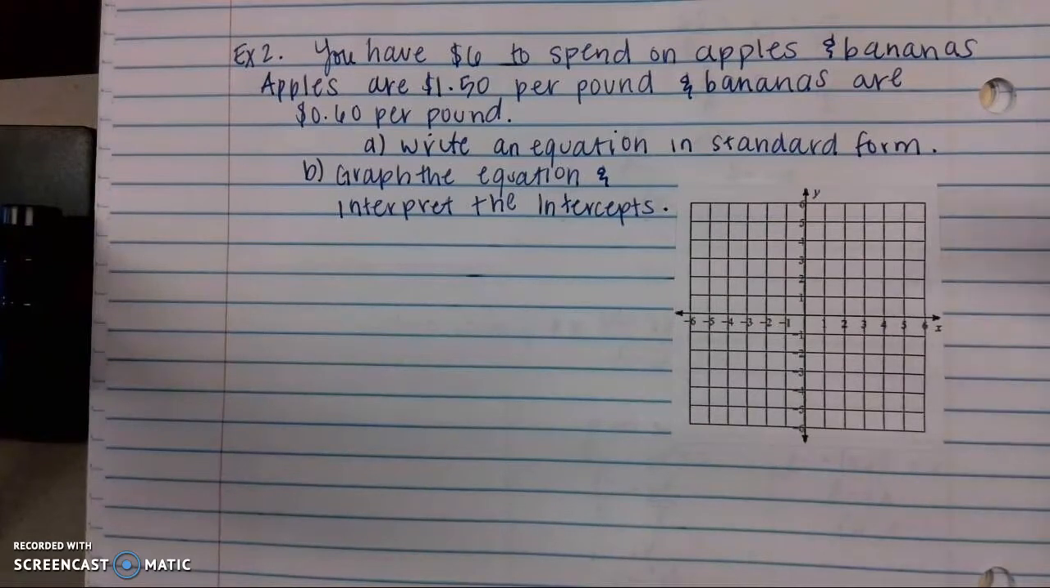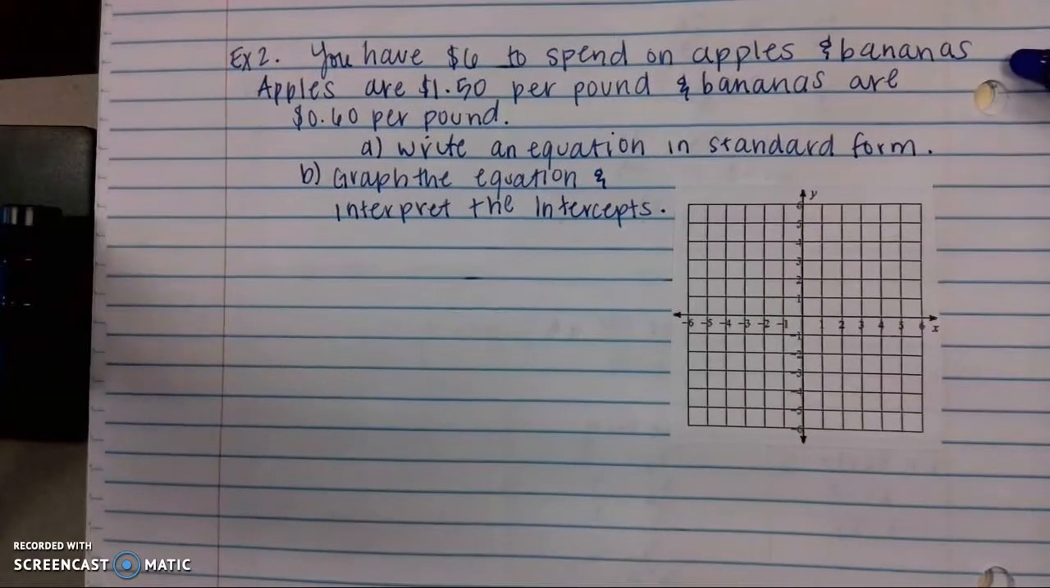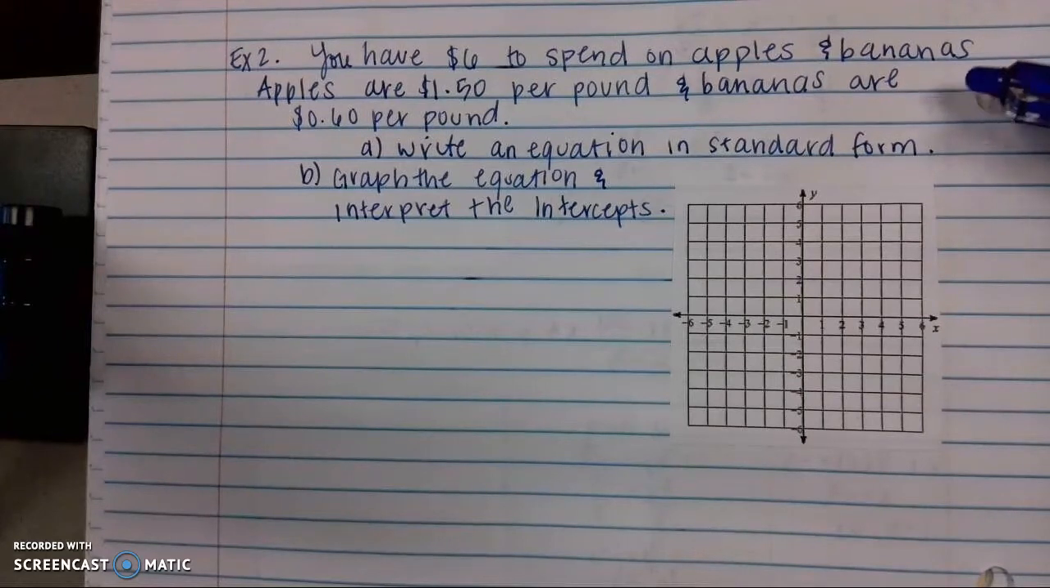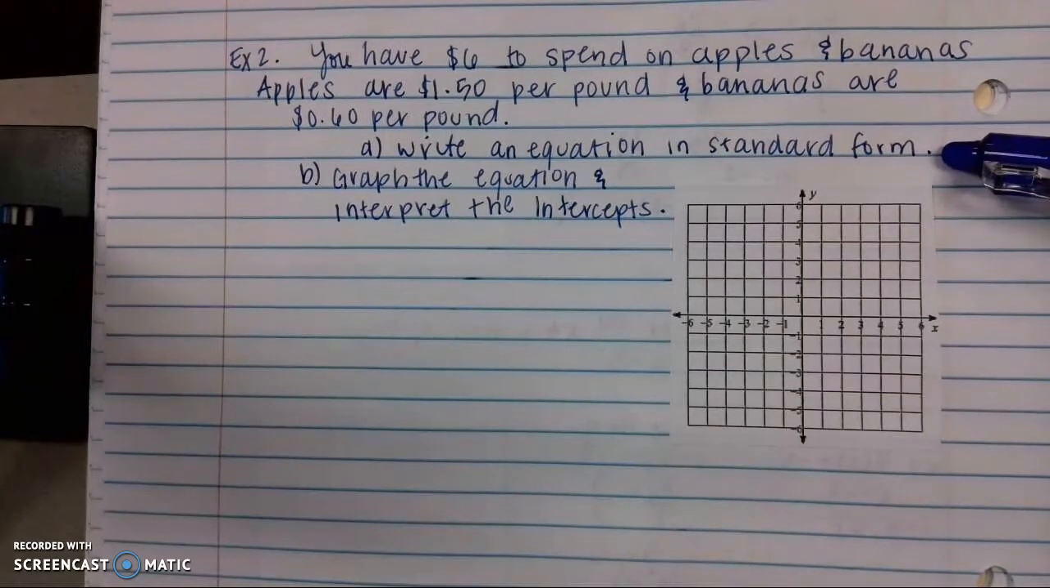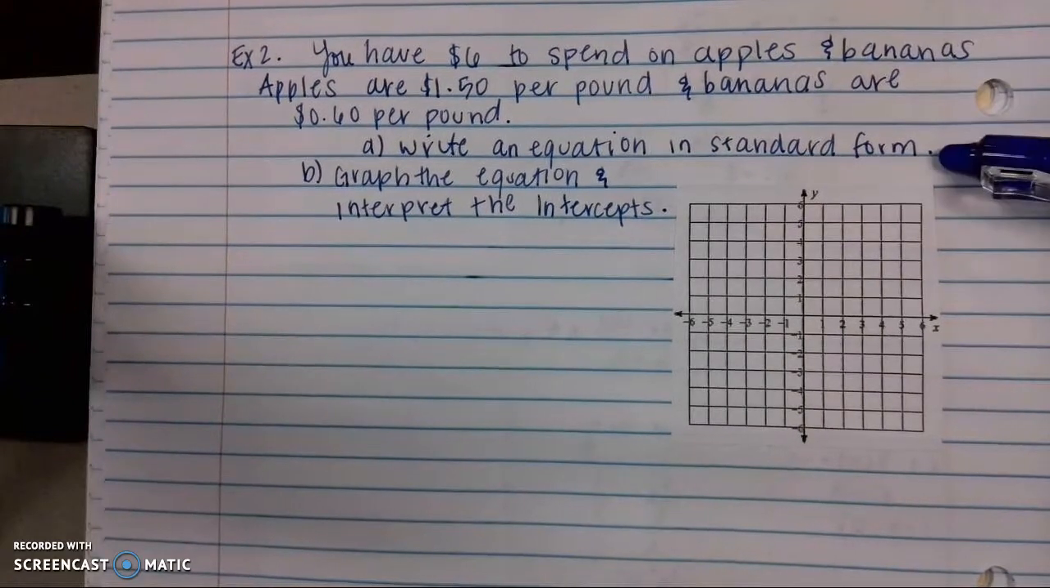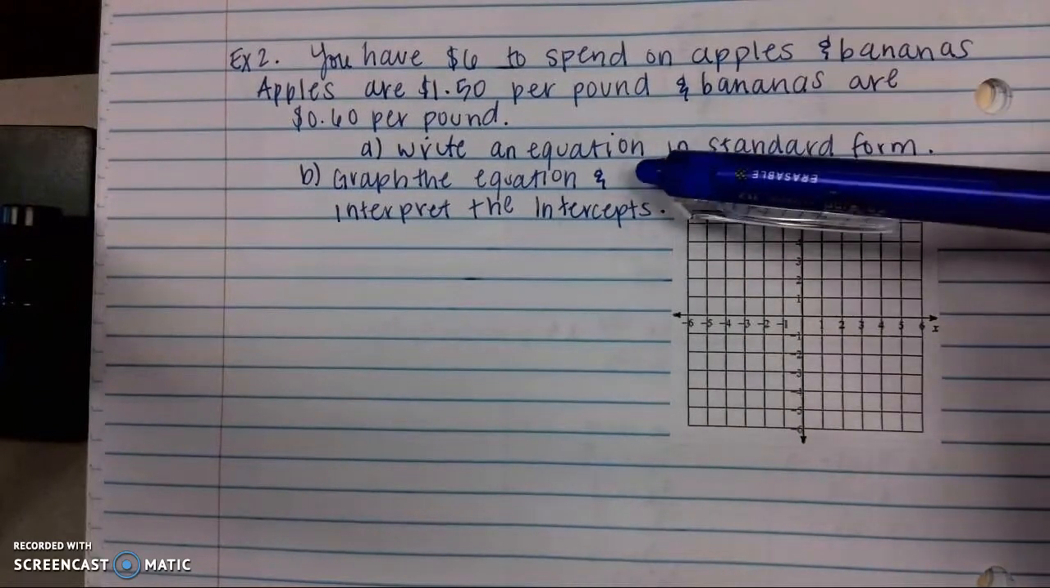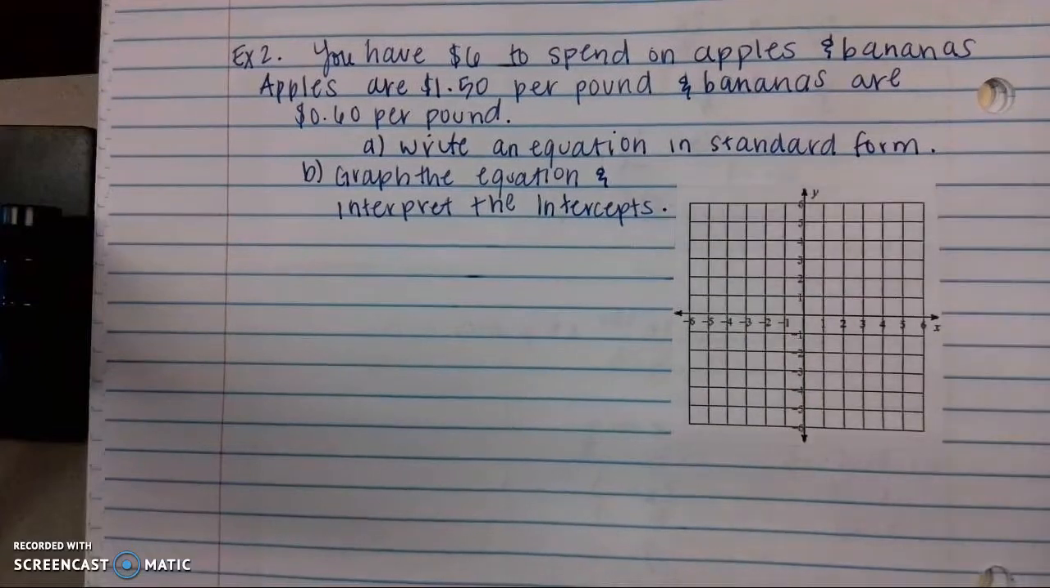So the word problem here is you have $6 to spend on apples and bananas. Apples are $1.50 per pound. Bananas are 60 cents per pound. Write an equation in standard form to describe this situation, and then we're going to graph the equation, and the biggest piece here is interpreting those intercepts.